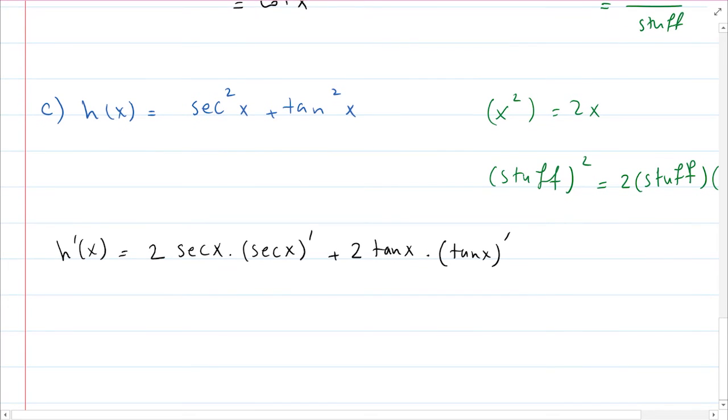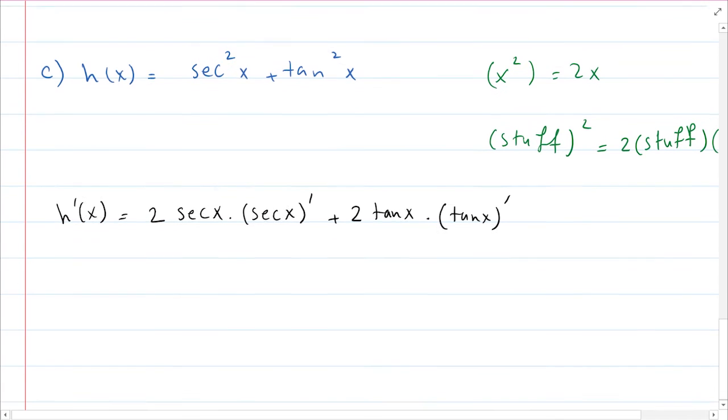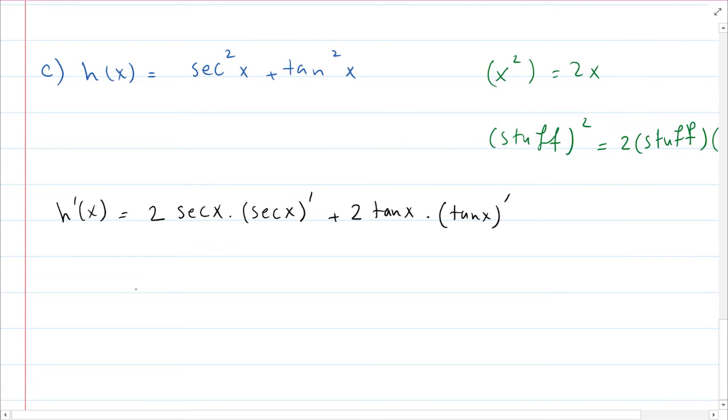So let's continue. In the next step, I will do the derivative of secant x. The derivative of secant x, according to the formula, is secant x tan x. And that would be 2 tan x. And here I have the derivative of tan x. So the derivative of tan x is secant squared of x.